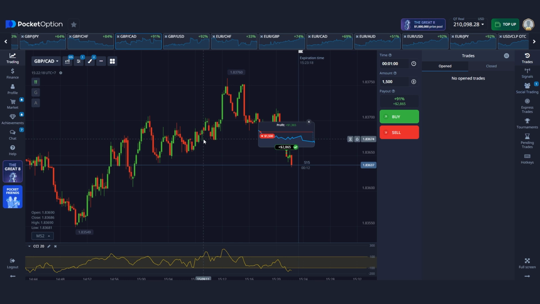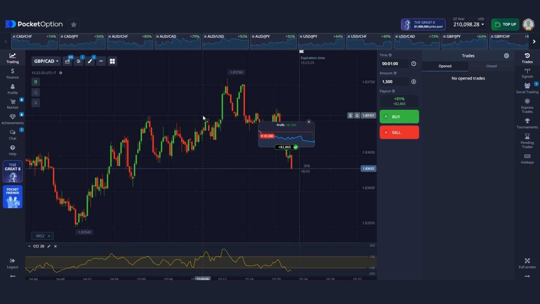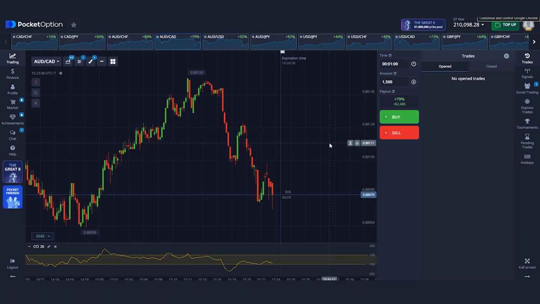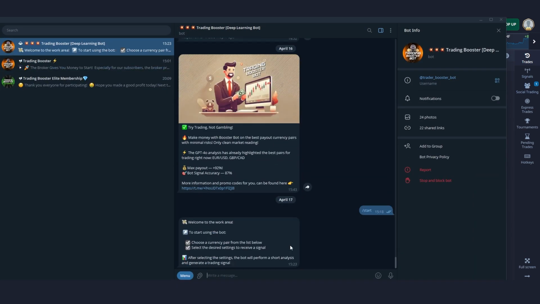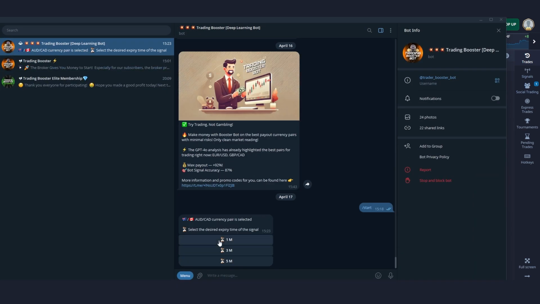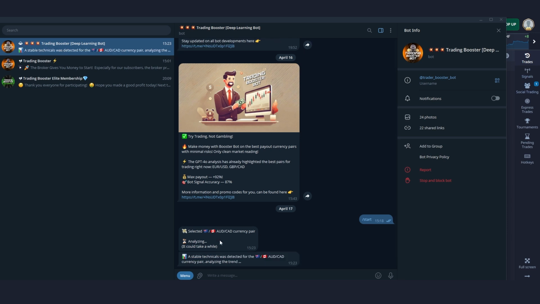This is all very important. And most importantly, you need to practice and practice again, because without practice you won't be able to get very far. For example, I choose another currency pair, the Australian Canadian dollar, and let's try to earn on it. As you can see, you can work quite simply, but still approach the choice very seriously.